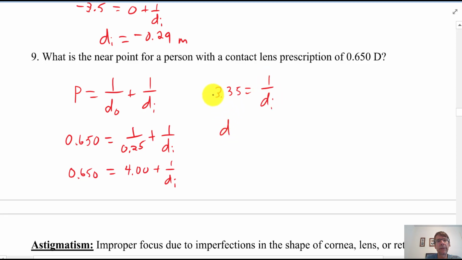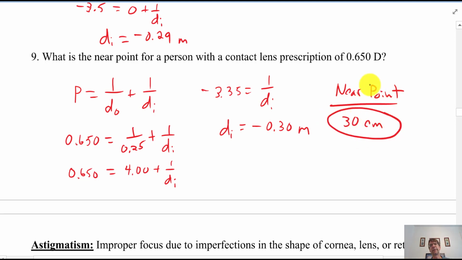So that should be negative. D sub I is negative 0.30 meters. Once again, it's negative because it's a virtual image. The object is still 25 centimeters away, but the image is 30 centimeters away. It's further away. Basically, the object is inside the focal length of this lens. But you can say the near point is 30 centimeters.